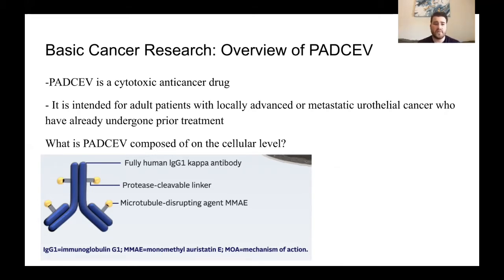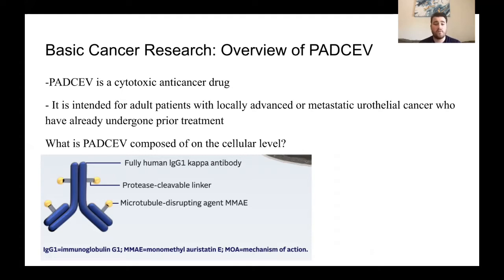And as we said in the previous slide, it is intended for adults with locally advanced or metastatic urothelial cancer who have already had prior treatment. And as we said, that prior treatment would have been the programmed death receptor or the programmed death ligand inhibitor or a platinum-containing chemotherapy.